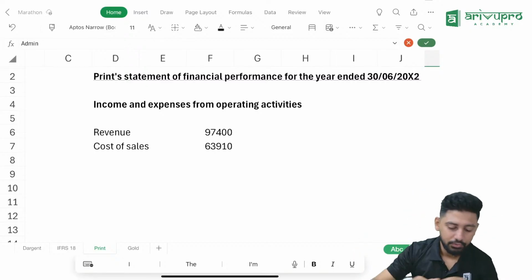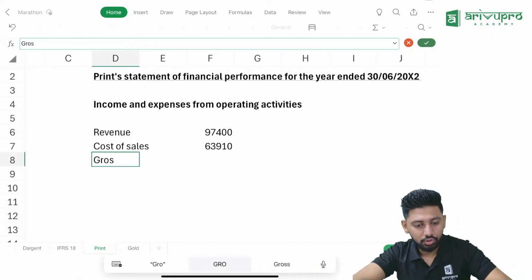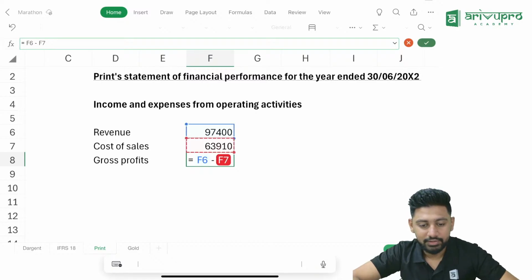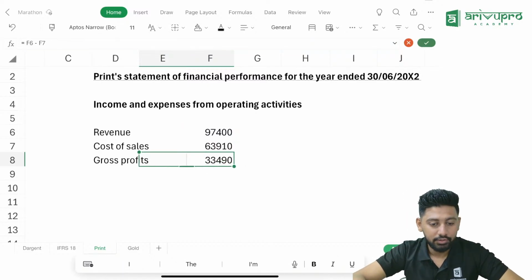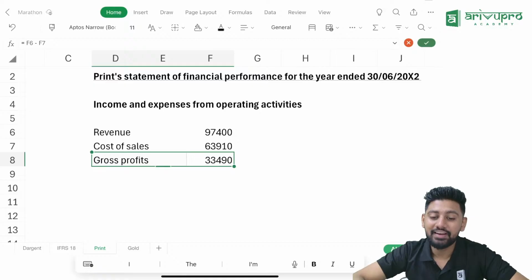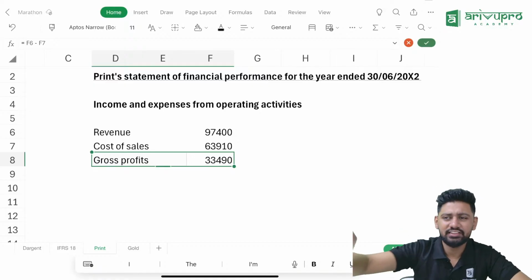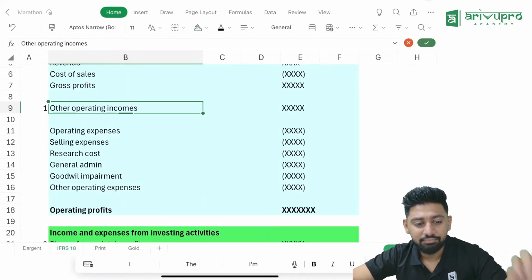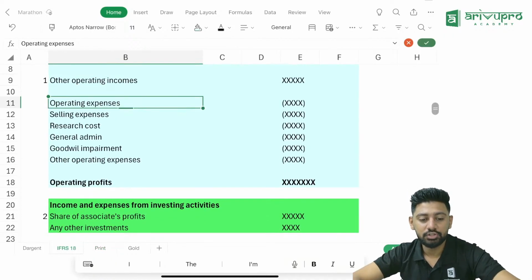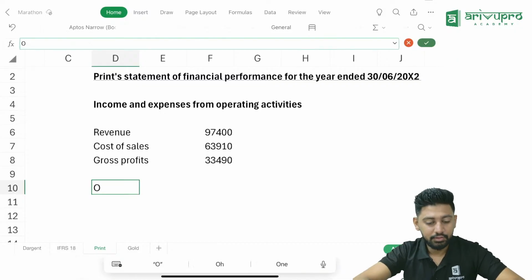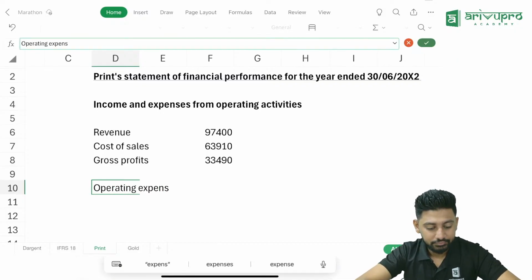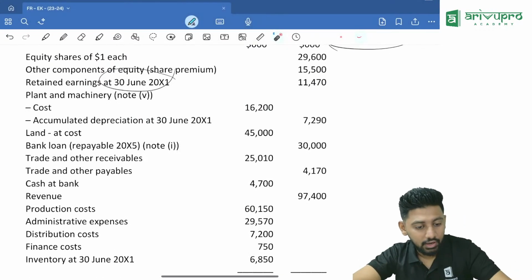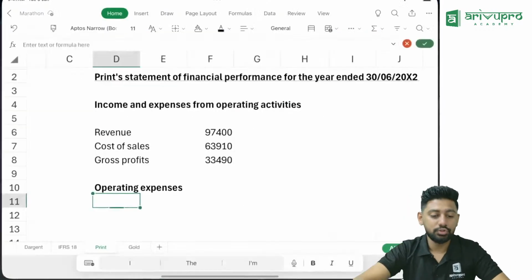Okay, super. Now I got my gross profit. My gross profit is 97,400 minus 63,910, which is 33,410. My gross profit is not a mandatory element for me, but having said that, if I want, I can show it. No problem. Now that I'm done with this, I have my operating expenses. What are my operating expenses I have here? I have my admin and distribution cost.